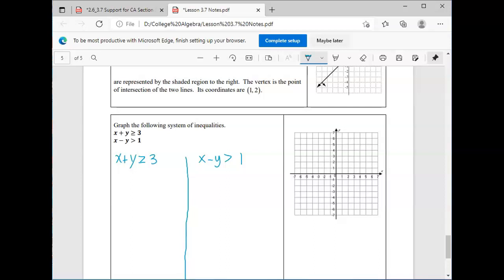I can solve this for y if I want to. It would be really easy to come up with the intercepts on this one. If x is 0, so if x goes away, then y is 3. If y is 0, then x is 3. Do y'all see that? We could solve it for y and find points in our graphing calculator. There's nothing wrong with that. So 0, 3, and 3, 0. This gets a filled in solid line because it does have the equal to part.